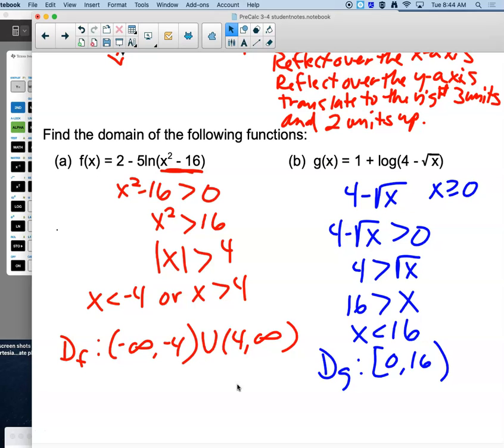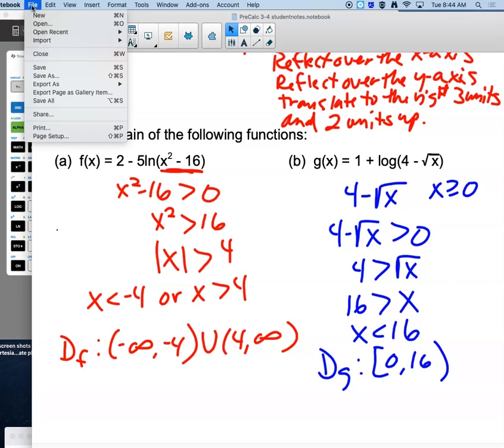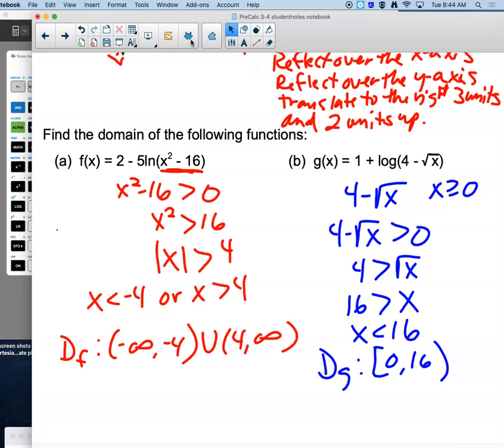Now, because we have 9 minutes left, I'm going to do just a teeny bit, if my computer allows me to have this other file open.